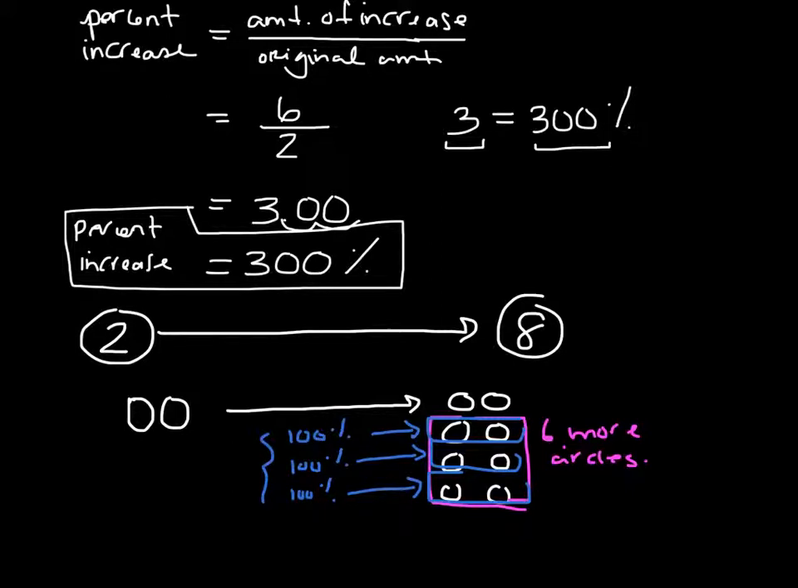Or I'm just trying to think of other different ways of explaining this. Let's see, 100%. The key is, 100% of 2 is 2. So I keep adding 2 more, I guess $2 million more each time.